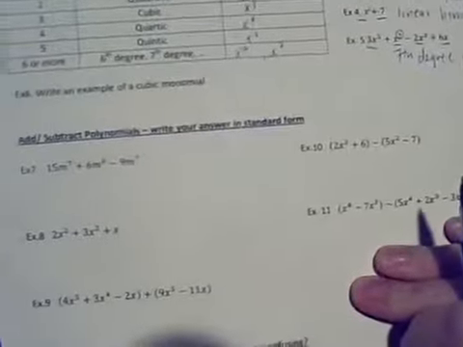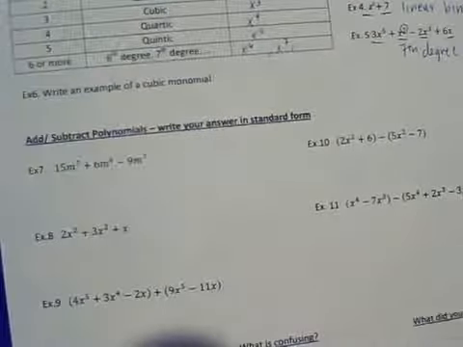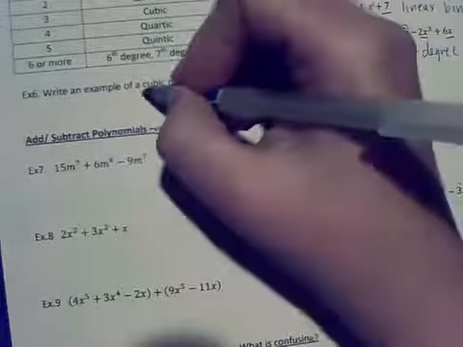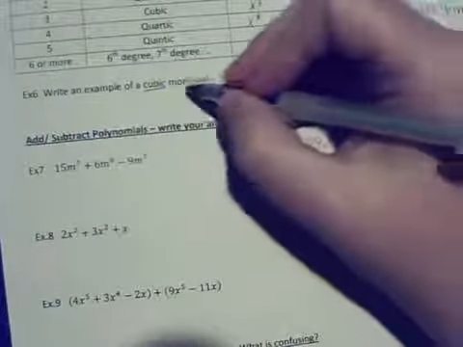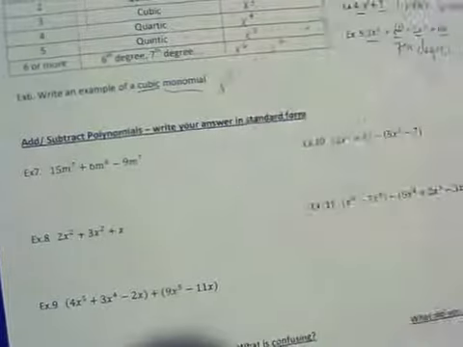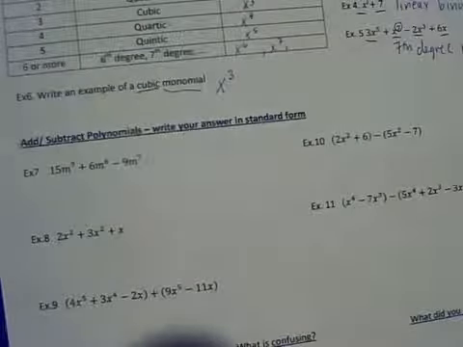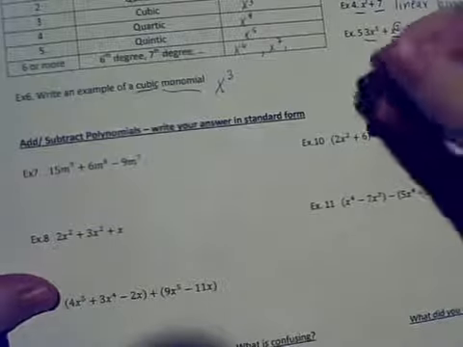Alright, moving on, we're going to look at example 6. Example 6 says, write an example of a cubic, so that means a degree 3, monomial, 1 term. So I need it to have a degree of 3 and be 1 term. So x cubed is the easiest example that most of you would jump right to.